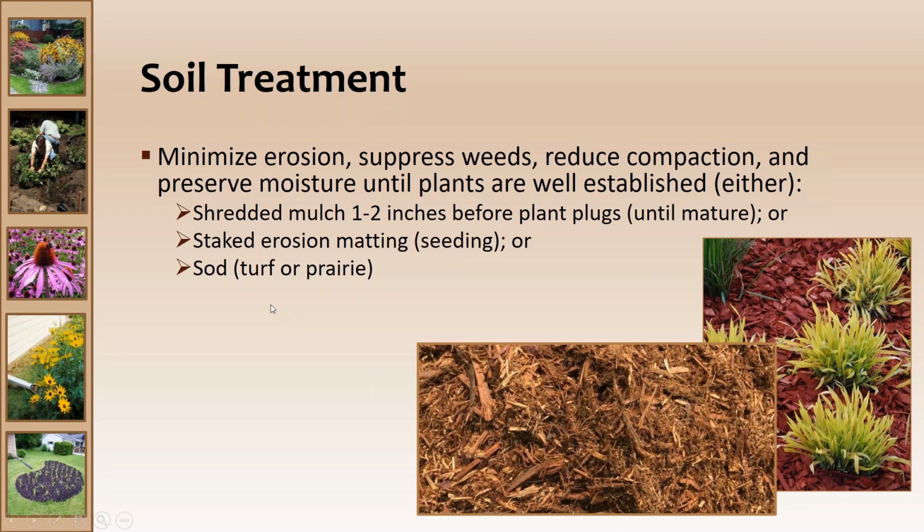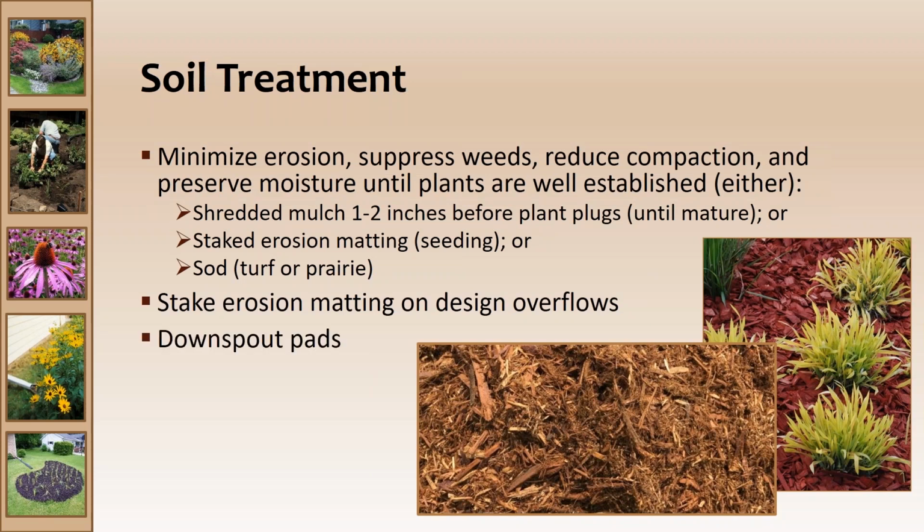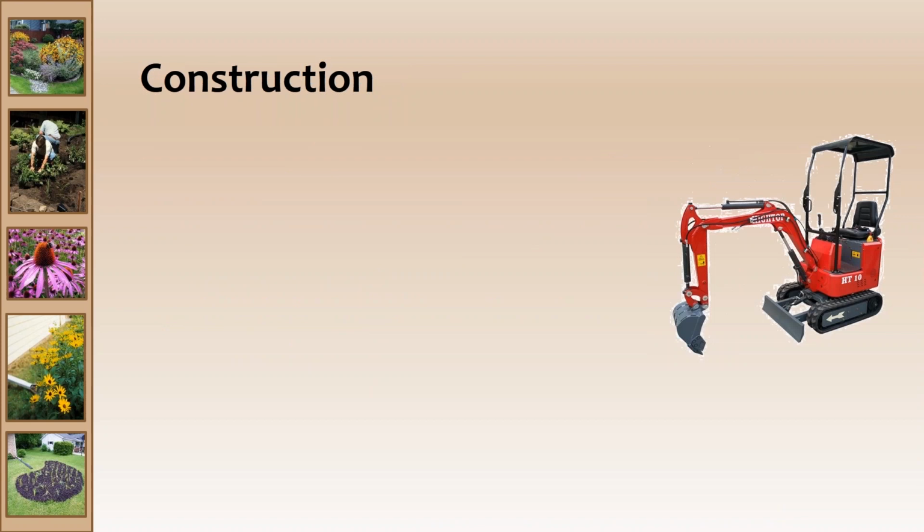Staked erosion matting is another way you can provide that soil treatment, and that would be like on top of a seeding. I've seen people cut through it for plant plugs as well, or you can do a sod such as turf sod or prairie sod. All those are good soil treatment measures. Stake erosion matting on design overflows for soil treatment, and controlling those downspout pads, lining them with rock or buying a pad or something is also just to avoid getting that sediment loosened up and carried into the site.